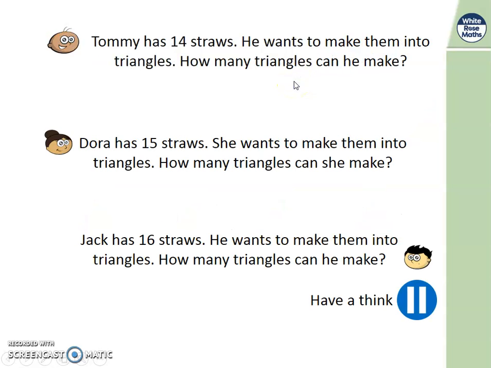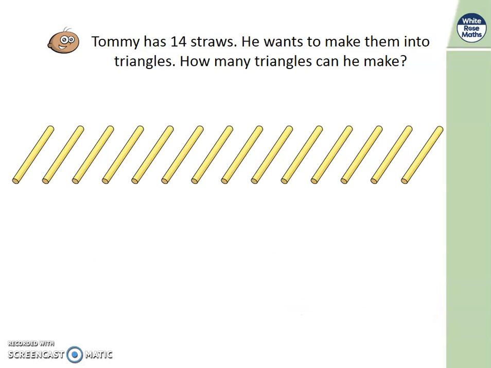Use what you've just practiced to try these for Tommy, Dora and Jack. Pause the video, have a go. Let's first look at Tommy. Tommy has got 14 straws and he wants to make them into triangles. Triangles have 3 sides. So we're doing 14 and dividing it into groups of 3, each one making a triangle.